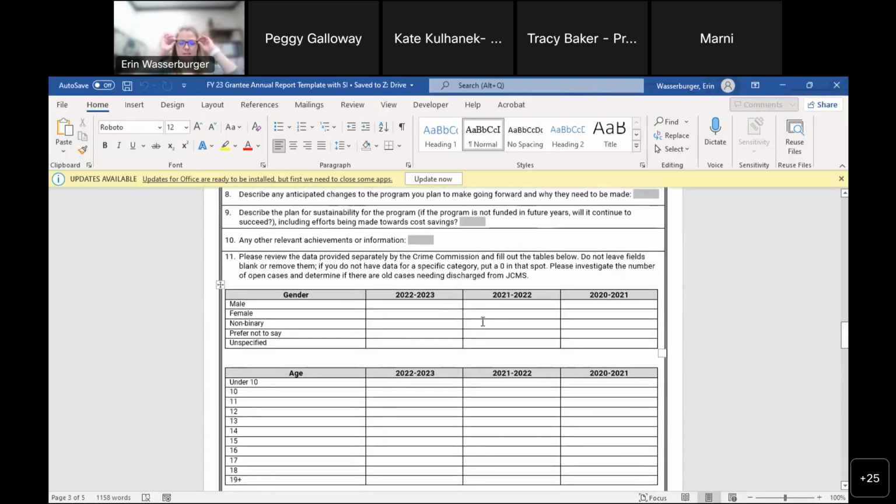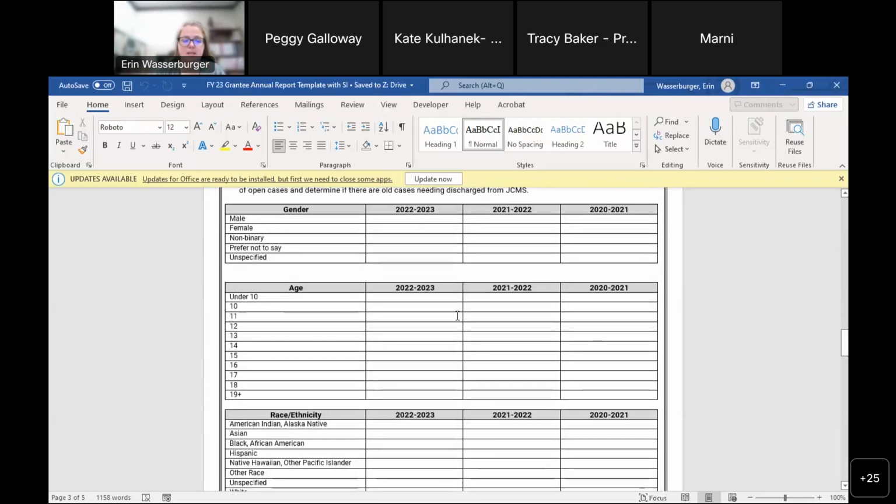Down here, question 11 is the data that I was discussing earlier. We will get you a spreadsheet from the JCMS that's got all this broken down already by program type. You'll just need to copy and paste it into the appropriate column. We did change age a little bit. When you receive your data extracts, it will not say under 10, it will have all the ages from whatever is listed. So you will have to do a little bit of math and combine those.